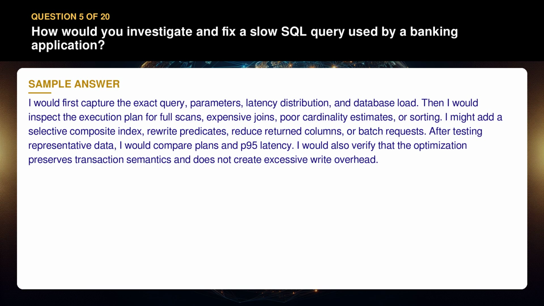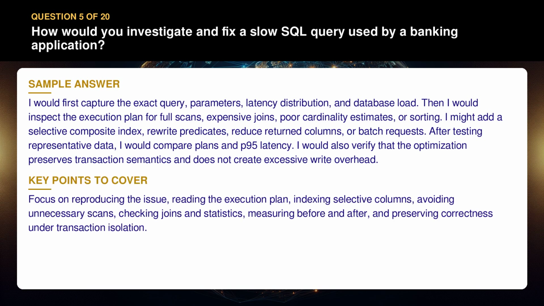After testing representative data, I would compare plans and P95 latency. I would also verify that the optimization preserves transaction semantics and does not create excessive write overhead. Focus on reproducing the issue, reading the execution plan, indexing selective columns, avoiding unnecessary scans, checking joins and statistics, measuring before and after, and preserving correctness under transaction isolation.